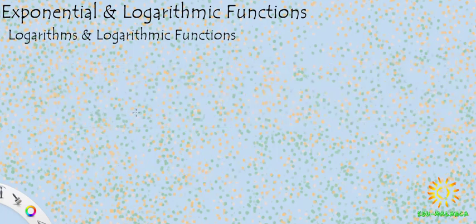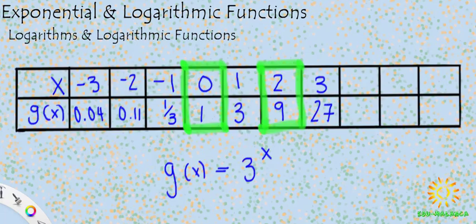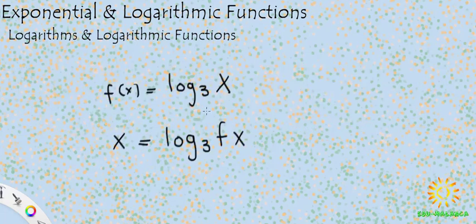If you recall, in lesson 2, we looked at functions and inverse functions, and the way that we find the inverse of a function is by swapping the x and the y values. So for example, for the function f of x is equal to log base 3 of x, to find the inverse of the function, we would have to swap the x and the y values, and so it would become x is equal to log base 3 of f of x. By swapping the x and the y values and then drawing the function, we create the inverse of that function.